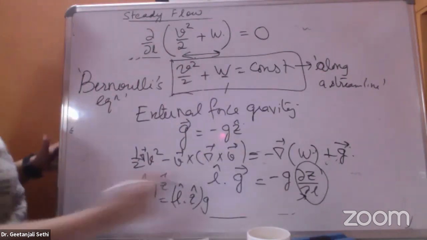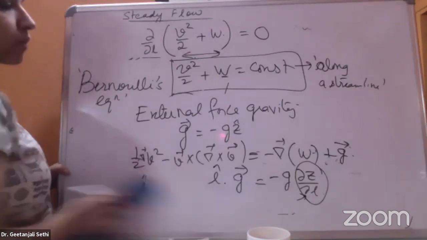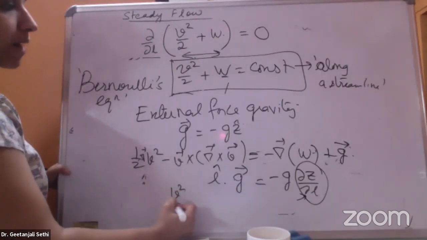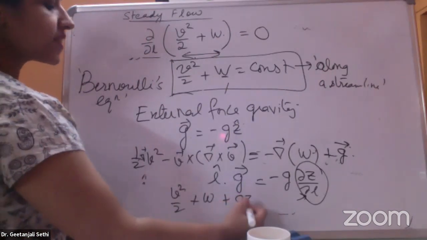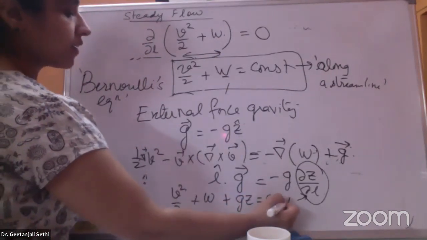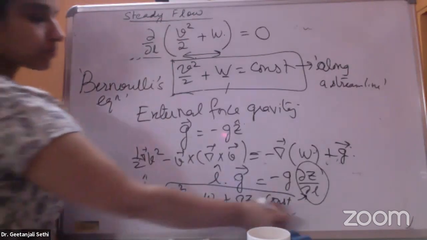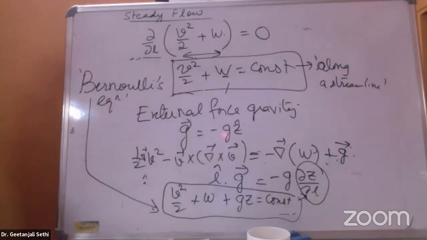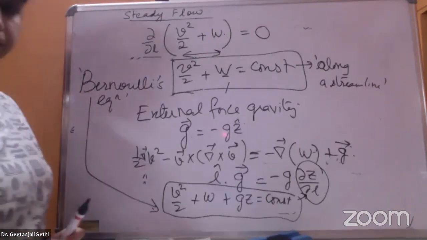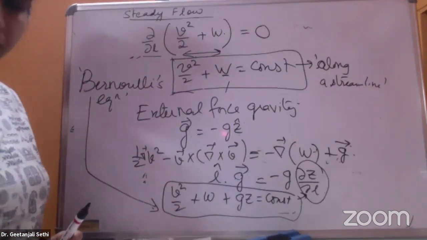In that case, how will this equation get modified? The equation will get modified as V square by 2 plus W plus GZ is a constant. So in presence of an external field, the external force of gravity, my Bernoulli's equation will become like this. Right? Okay.